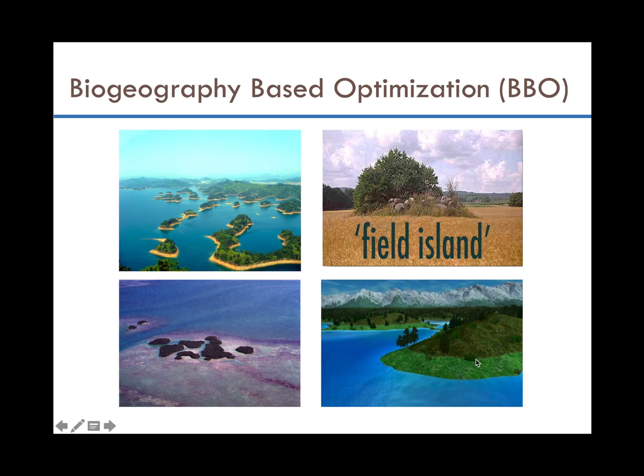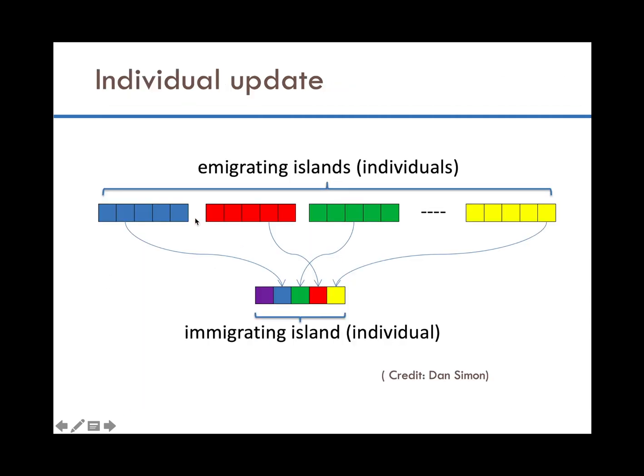of species from one island to another island. In this algorithm, islands represent the solutions. Suppose this is one solution, this is another solution, this is a population of solutions, and this is one feature, which represents one independent variable. Then new solutions are formed by exchanging features between one emigrating island and one immigrating island. So the features are emigrated from the good islands to the poor islands, and in this way the poor island becomes a stronger island, meaning the poor solution becomes a stronger solution.